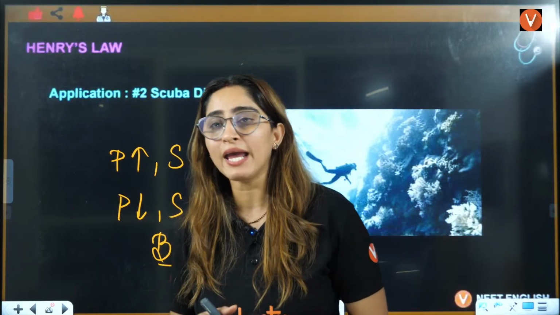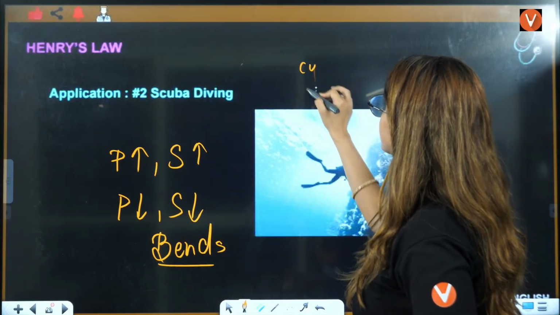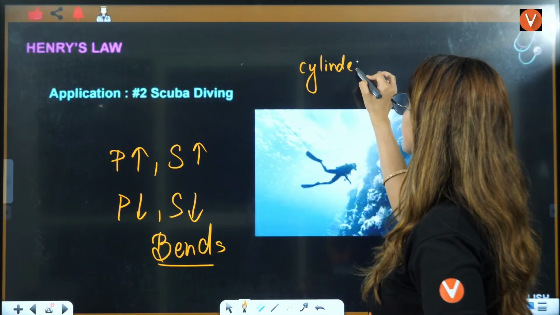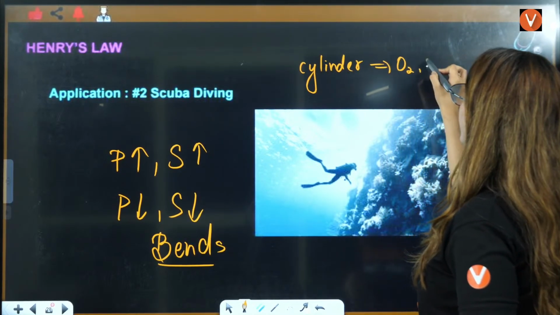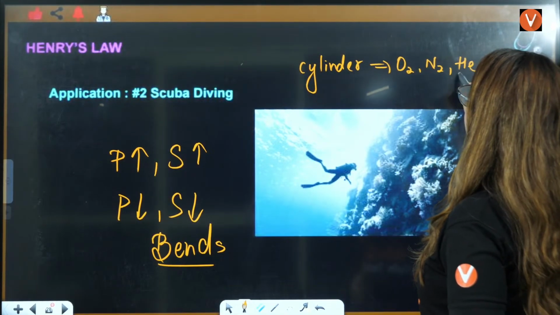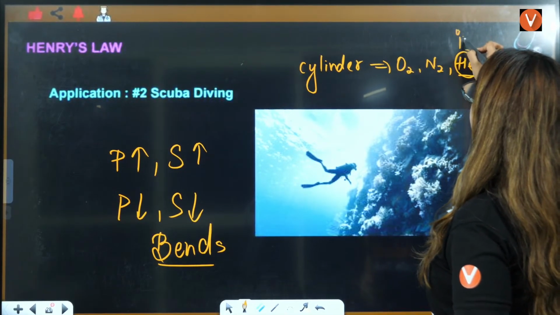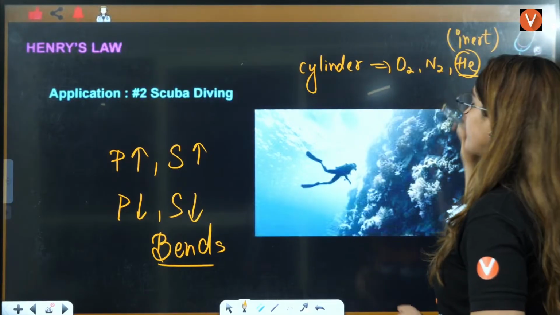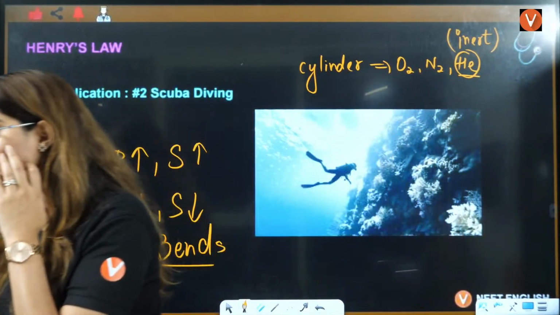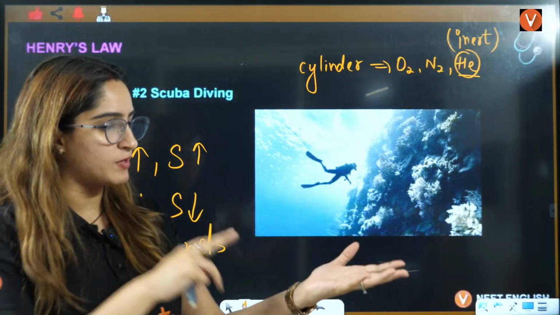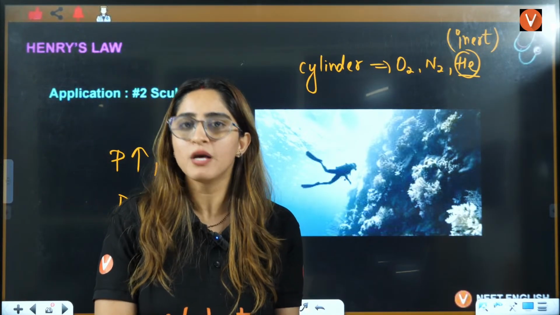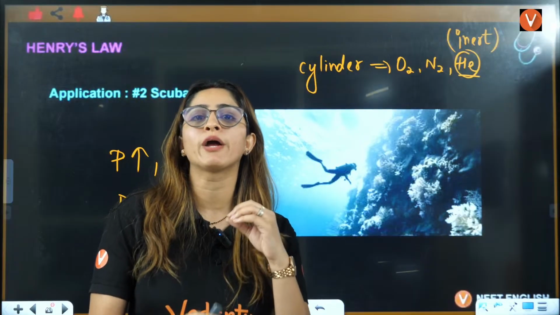So that's why in scuba diver cylinders, we not only mix oxygen and nitrogen, but also helium. Why? Because it is an inert gas. Helium is mixed because it is an inert gas. It will not be soluble in our bloodstream, so that can help us not to get bends, right?